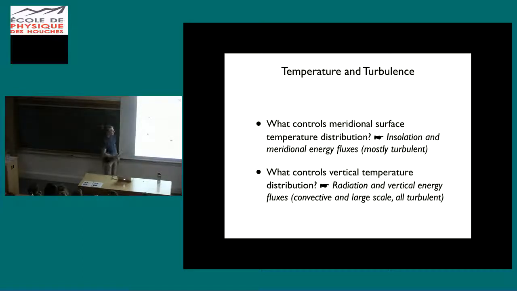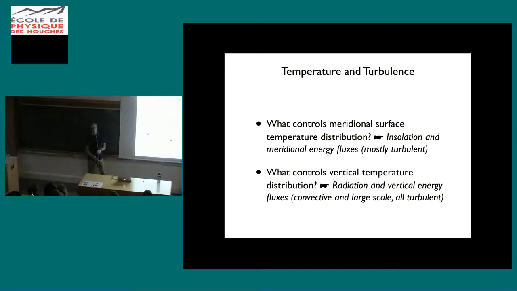That's well known, and people build energy balance models with representations of turbulent fluxes, and I'm sure they'll come up in the next few weeks here. What is a little less discussed, but just as important, is the vertical temperature distribution. Likewise, radiation plays a role, so the balance of shortwave absorption, longwave cooling in the atmosphere, and vertical energy fluxes.